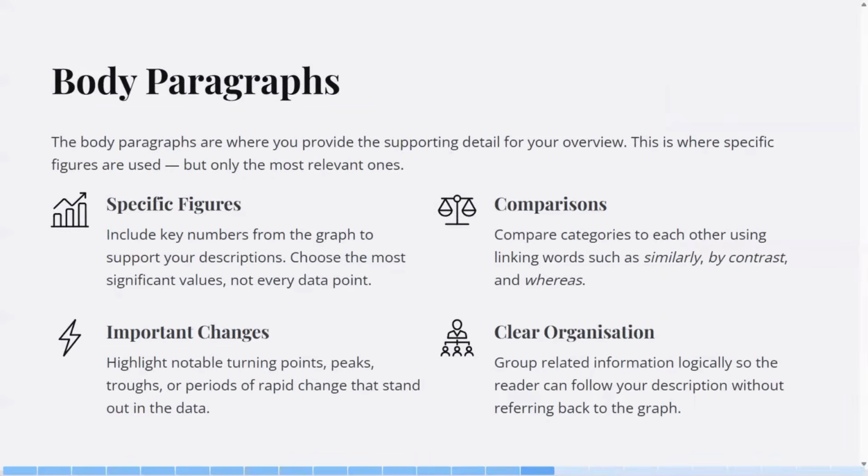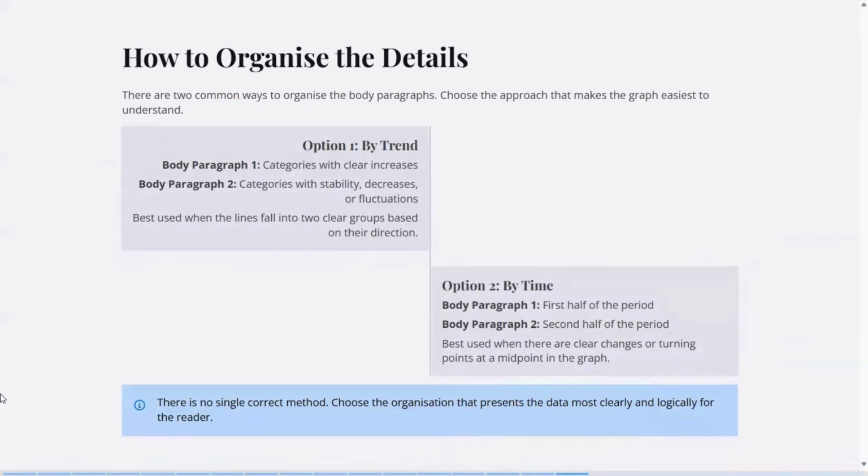In the body paragraph, the student finally includes numbers, but even so, not all of them. They should choose the most important data points and make comparisons. One paragraph can discuss the categories that showed an increase. Another can cover the categories that remained stable or fluctuated. How should you organize the details? The organization depends on the graph. Sometimes it's better to separate by the lines. Sometimes it's better to separate by time, but the student should never write in a random way. Each paragraph must have a logical flow.